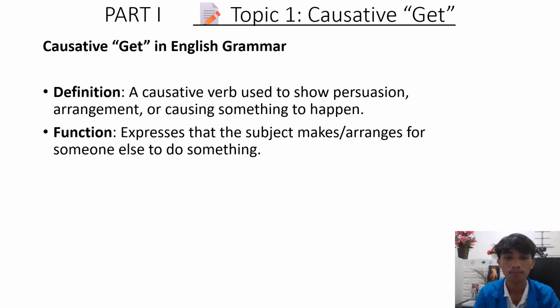Okay, start. Today I will explain the causative verb get. The causative verb is used when the subject causes an action but does not perform it directly. The verb get shows persuasion, arrangement, or causing something to happen. It is softer than make, which implies force, and less formal than have, which is neutral. The focus is always on the results of the action, not on who performed it.